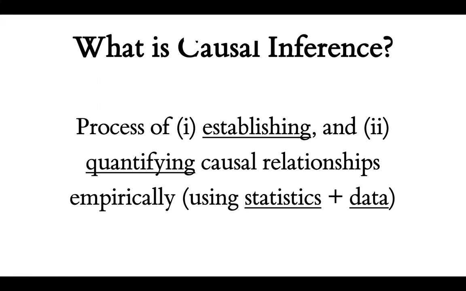All right. So what is causal inference? Causal inference is, in general, the process of doing two things. You establish causal relationships, which means you claim that there is a cause and effect relationship and defend it and prove that it exists. And the second step is quantifying that causal relationship. How strong is it? And what is the confidence interval around the strength using statistics and data? So that's what causal inference is in a nutshell.